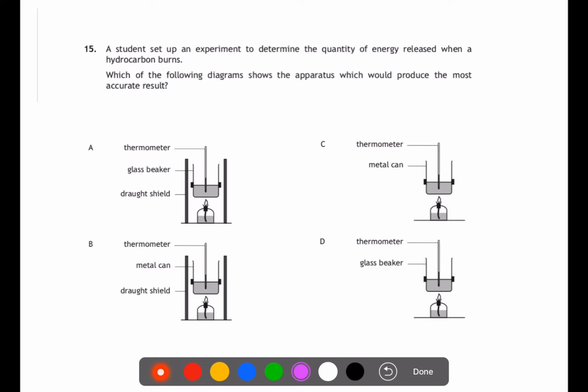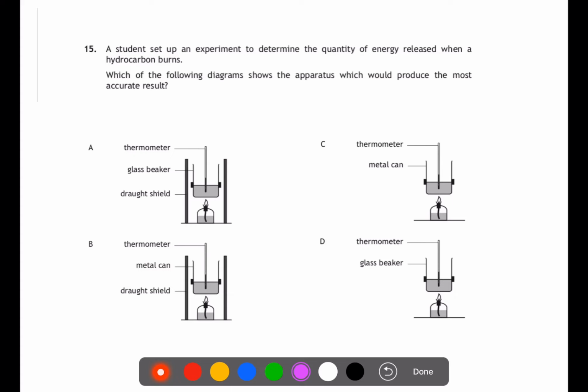Question 15. A student set up an experiment to determine the quantity of energy released when a hydrocarbon burns. Which of the following diagrams shows apparatus which would produce the most accurate result? So this is an experiment that you have probably carried out in class. So to do this, you burn some alcohol or fuel within a spirit burner. The energy which is released is transferred to some water, and you see the energy change through the temperature rise in the water.